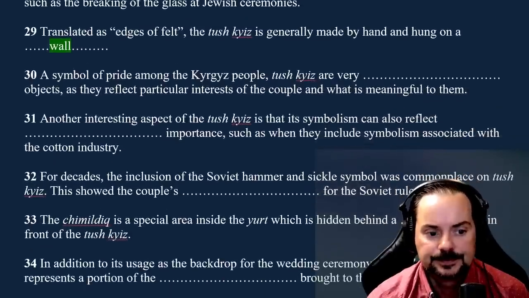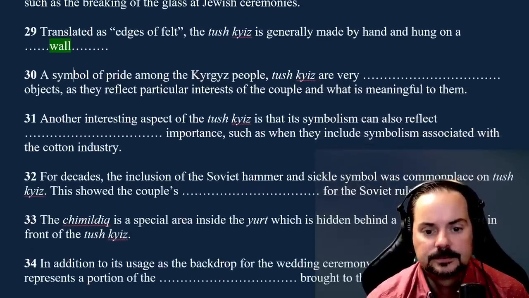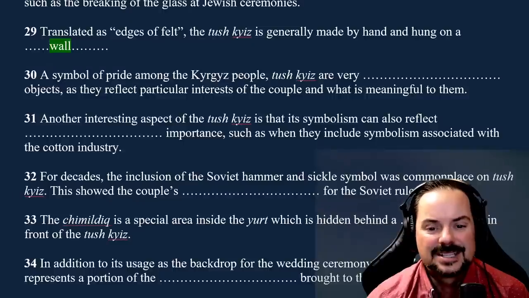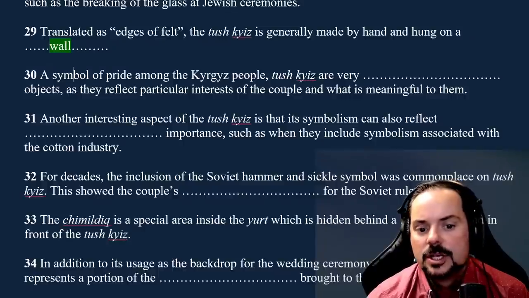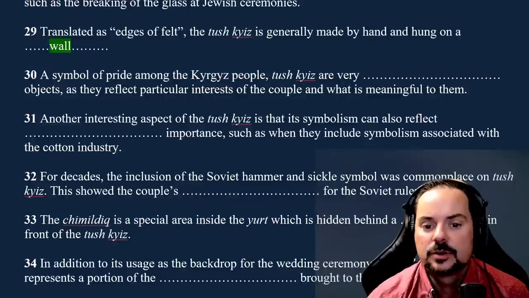Number 30. A symbol of pride among the Kyrgyz people, tush kiz are very something objects as they reflect particular interests of the people, the couple, and what is meaningful to them. Impressive? Impressive, no. Objects? Maybe. What else you think might go in there? Important. Sure. So tush kiz are very impressive or very important. So these are adjectives that are describing the tush kiz, right? Now, where do you think we'll find this information?